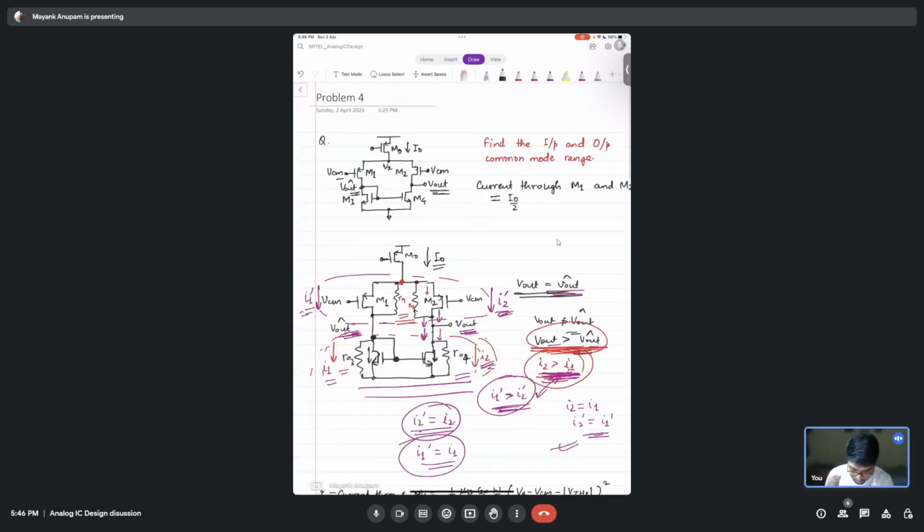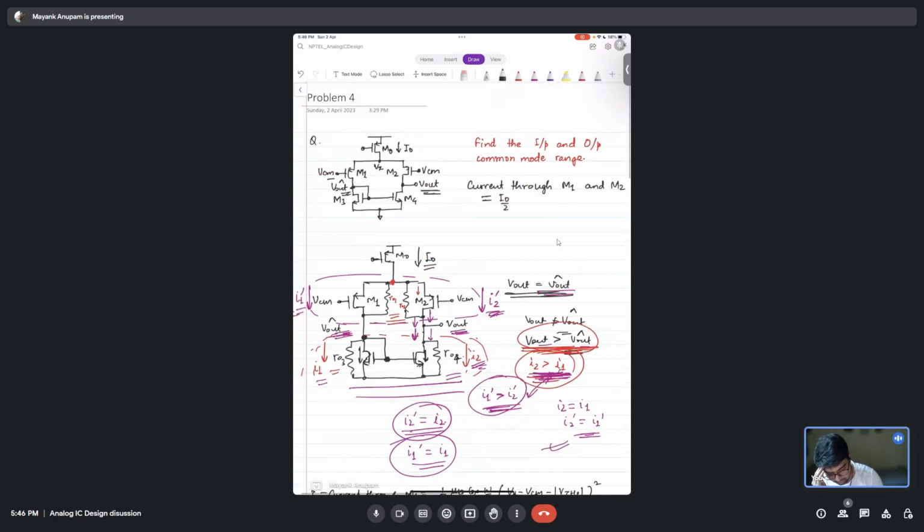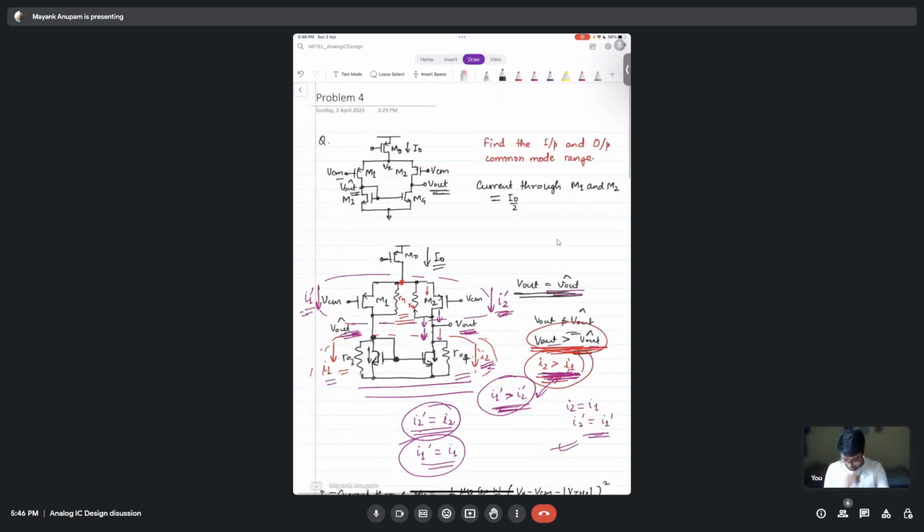Now tell me what happens to the output common mode range. What will be the output common mode range? I mean, how much can it go? This V out, how high and how low can it go? Can you calculate it? Again, you have to do exactly the same thing.